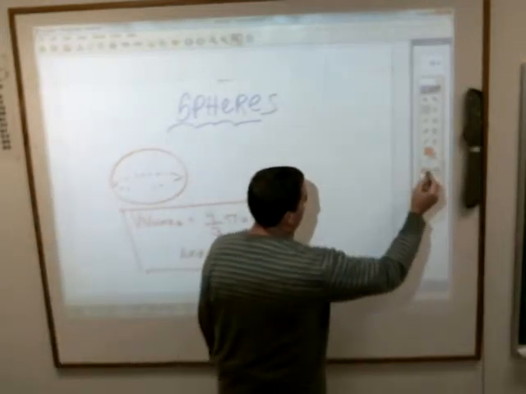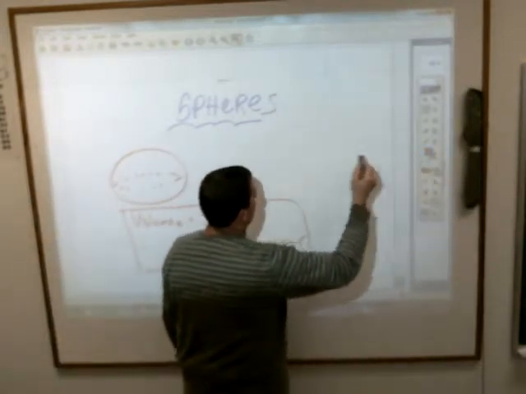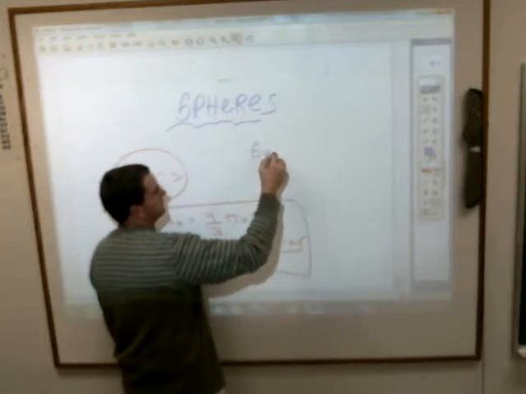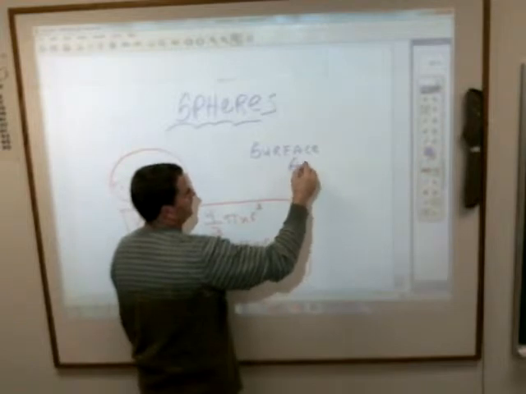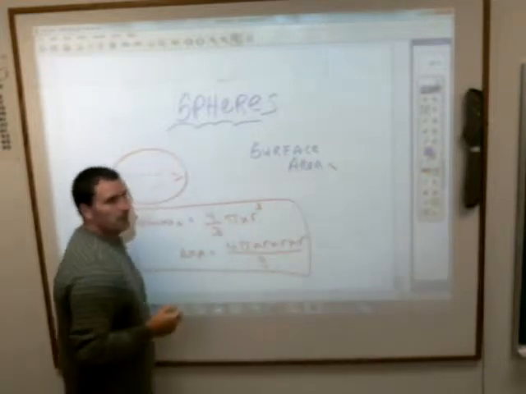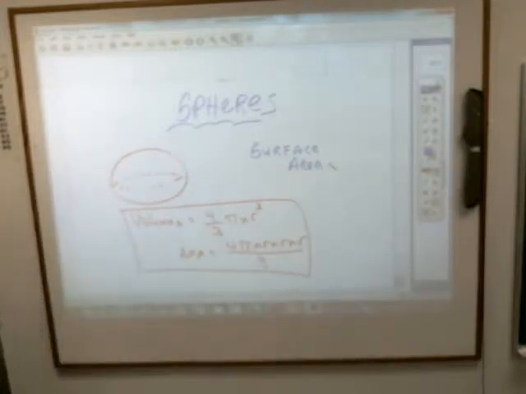And the surface area of a sphere, I think we talked about this before. Anybody remember what it was? I don't remember where it came up, but I thought we talked about it. Surface area of a sphere is 4 times the area of the circle that it would be.